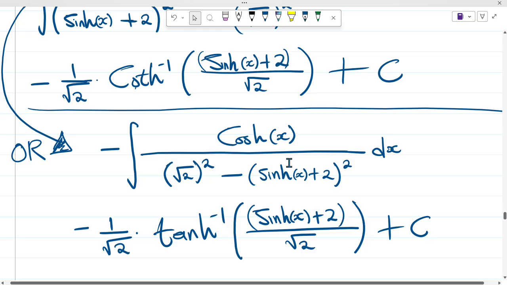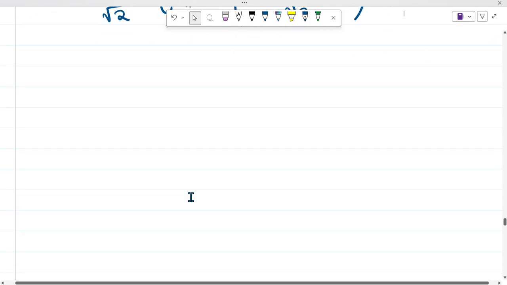So that's just it. And then one of you again could have written 1 over root 2 as root 2 over 2. It is the same thing. I repeat, root 2 over 2 and 1 over root 2 are equivalent. So yeah, it's the same thing.